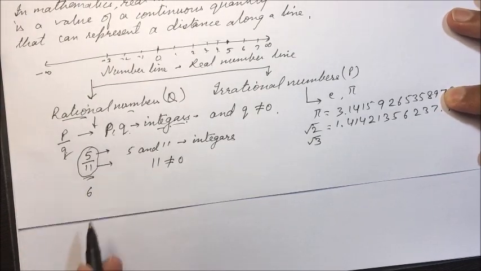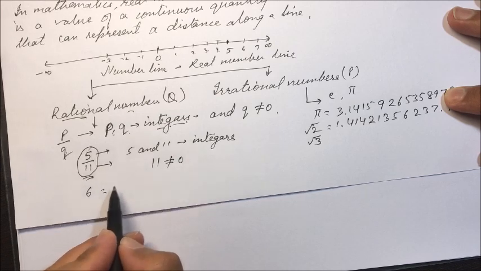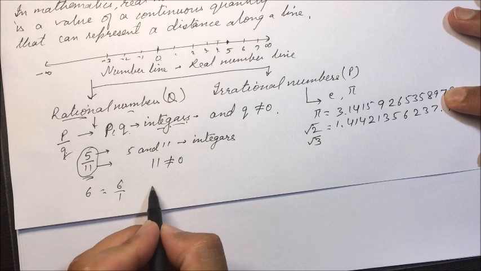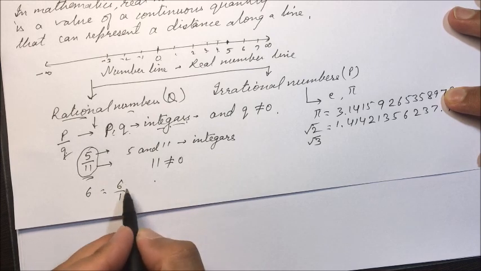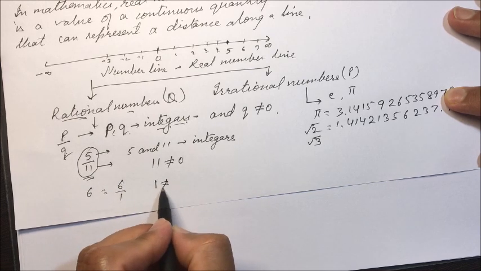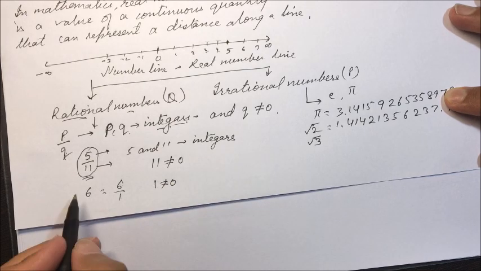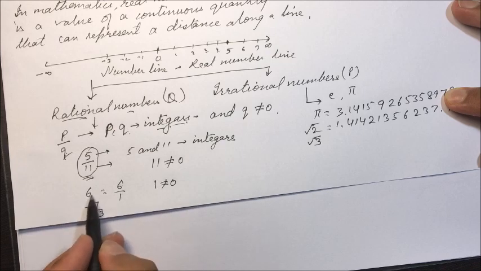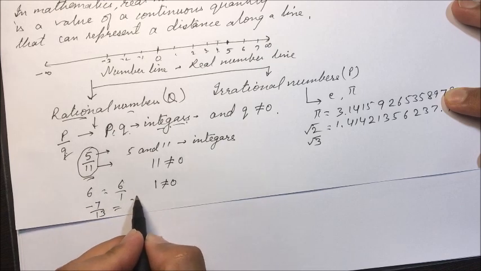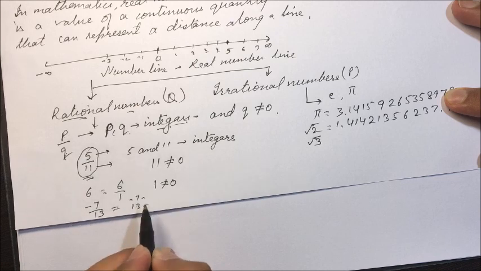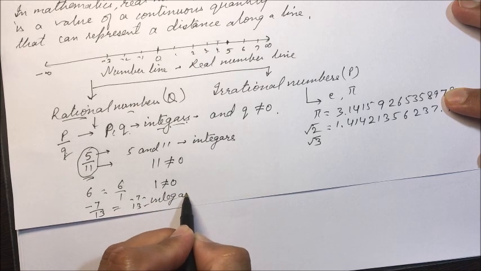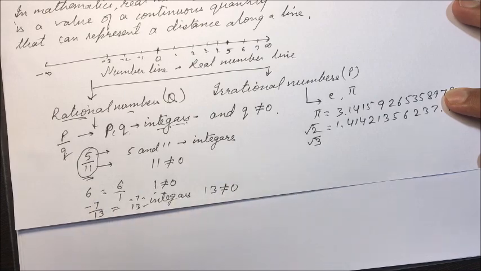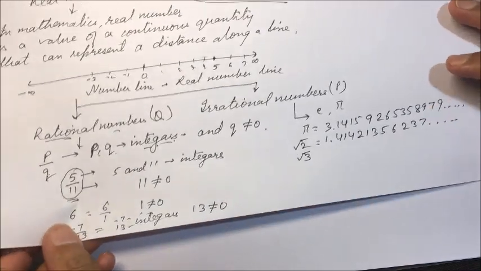Or if we take 6, is 6 a rational number? It can be represented by 6/1, where 6 and 1 both are integers, and 1 is not equal to 0. Or -7/13. This is also a rational number because -7 and 13 are integers, and 13 is not equal to 0. Now I will discuss one more thing. See here.